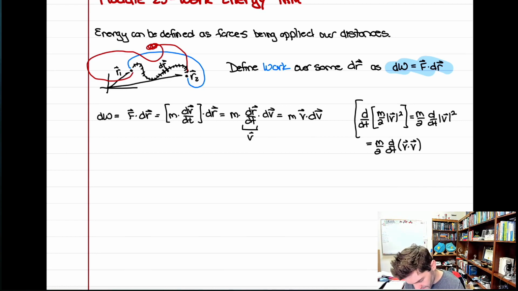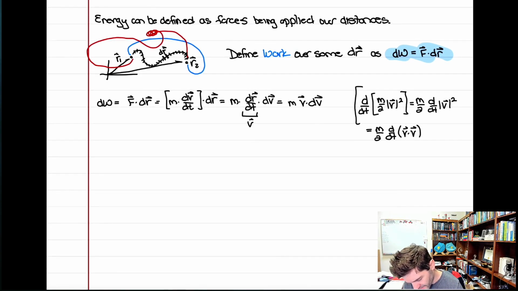And then by the product rule, that looks like it's going to be dv dt dotted with v plus v dot dv dt, which, since the dot product commutes, looks like this is just going to be m v dot dv dt. And that ultimately equaled d by dt of m over 2 velocity squared.